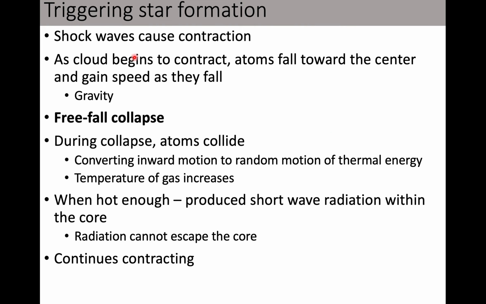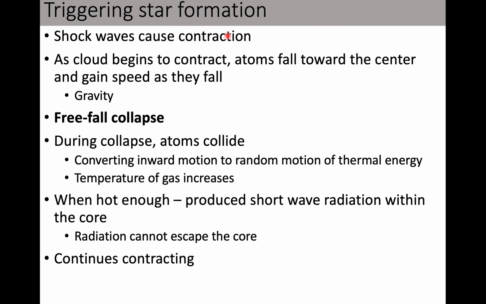So the shock wave causes contraction of the ISM cloud. The cloud's going to begin to contract. All the atoms will start to fall towards the center of the area. It will reach the point where it's free fall collapse, where all the atoms are moving quite quickly towards what would be the center of the cloud, or the center of the area of collapse. The atoms will be colliding. The temperature is increasing due to all the motion.